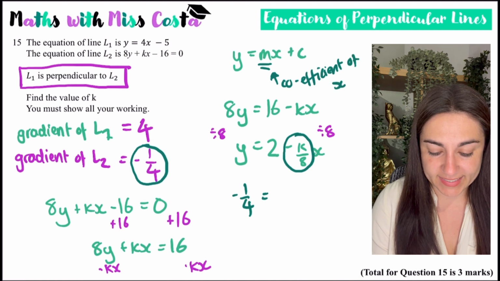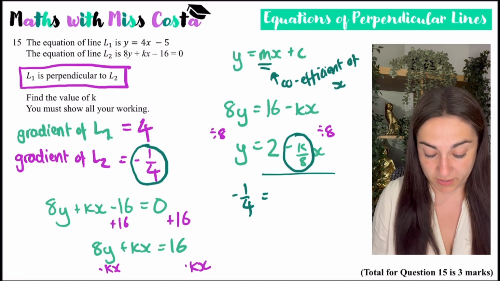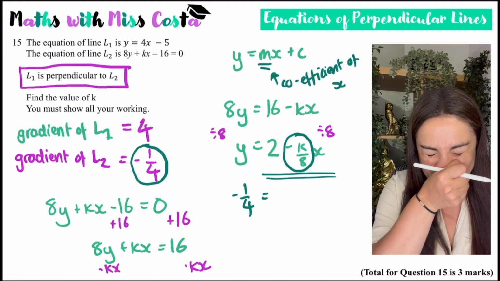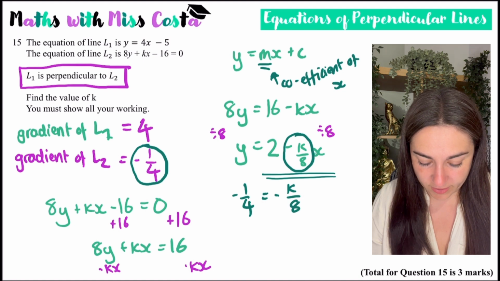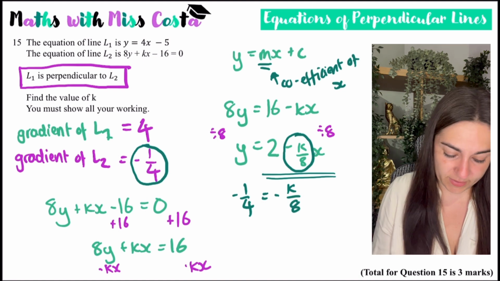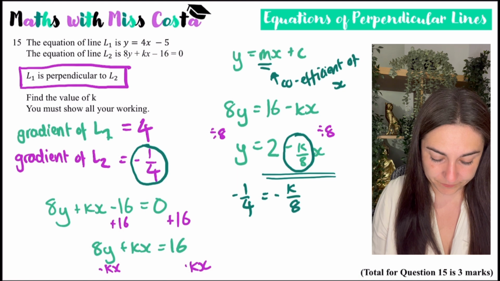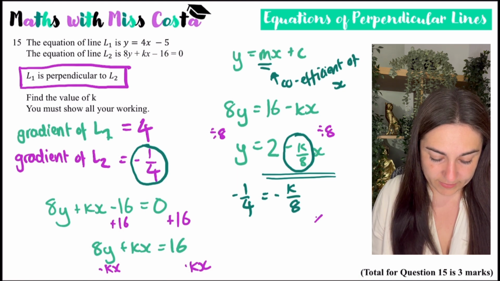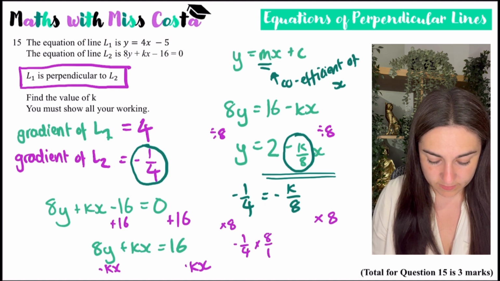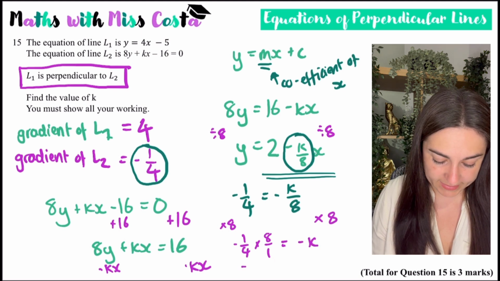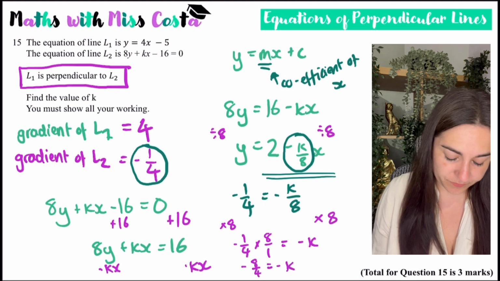So that means the number attached to the x. It doesn't matter which part comes first here, it needs to be the number attached to the x. So -1/4 must be equal to minus k over 8. So what I can do is just rearrange that. I could multiply by 8. So -1/4 times by 8 is going to give me minus k. So that would be -8 over 4 is equal to -k.